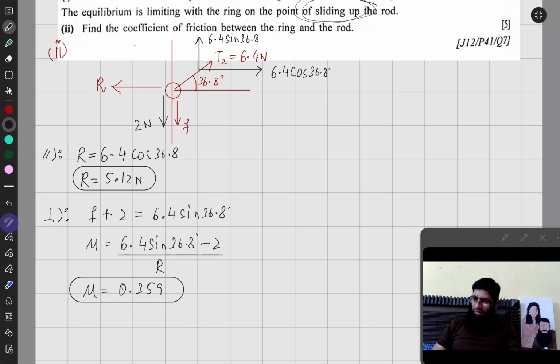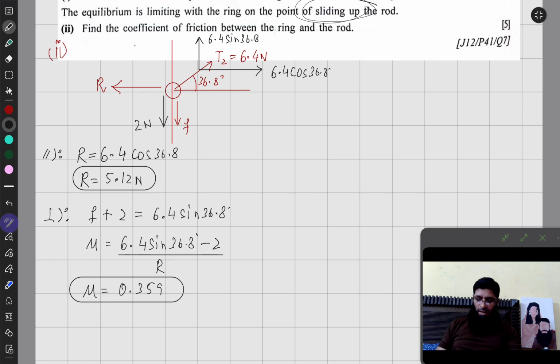So I think I'm looking at time, and the time of the video is showing 44 minutes. So we will solve the rest of the practice questions in our next video. Plus, a very important part of this chapter will be done in the second or most probably the third video, which is inclined plane. Very important part of this chapter.